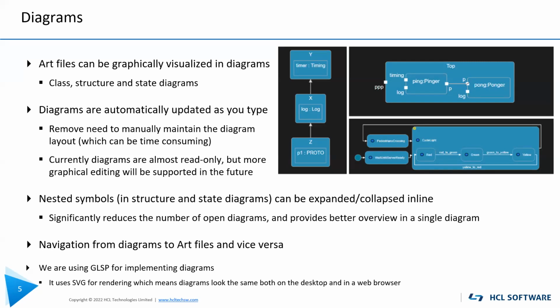And as a technical side note, as I think we have mentioned in this course many times, we're using GLSP for implementing these diagrams. So GLSP stands for Graphical Language Server Platform. It can be described like the graphical equivalent of LSP. So it's what LSP is for textual languages, GLSP is for graphical languages. And it uses SVG for the rendering, which has the benefit that these diagrams look and behave the same, both when you run them on the desktop and if you access them from a web browser.